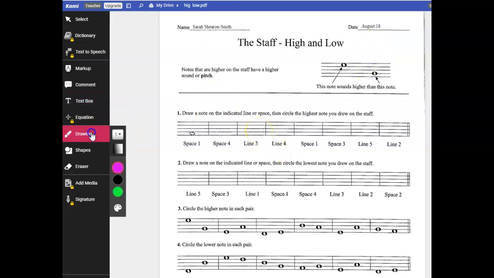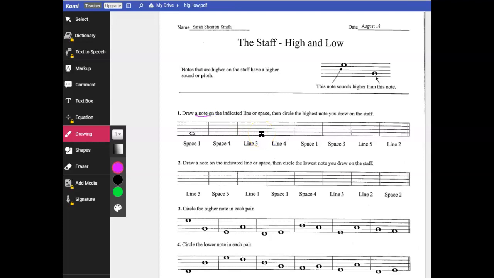Now, when you're doing this, I'm going to give you instructions for the first 3, and then I want you to complete the worksheet. Unlike the staff, which we've done, we're talking about higher and lower. Just like we number from the bottom to the top, the higher you go on the staff, the higher the pitch is. So this note is going to sound higher than that note. So number 1, you're going to draw a note.